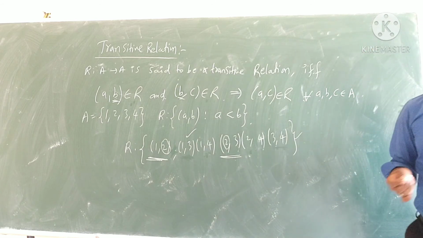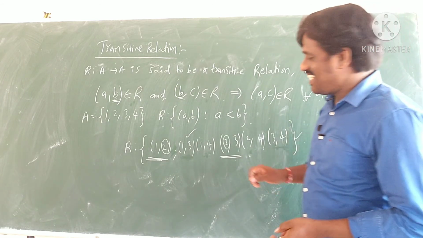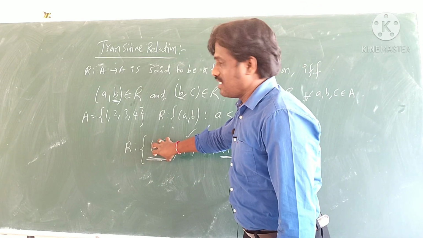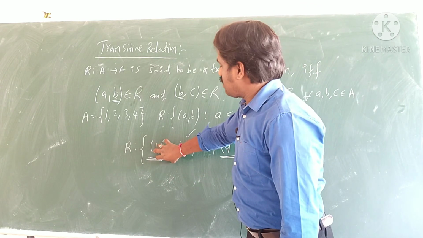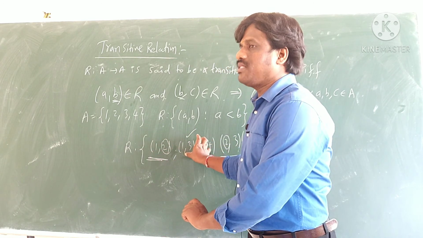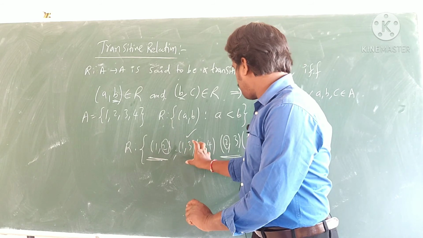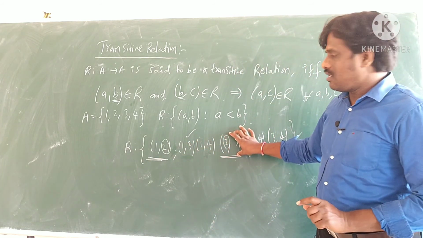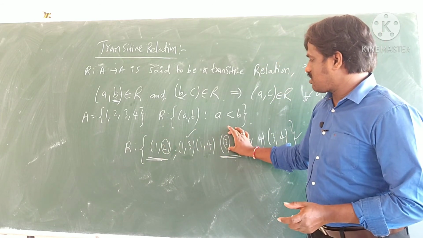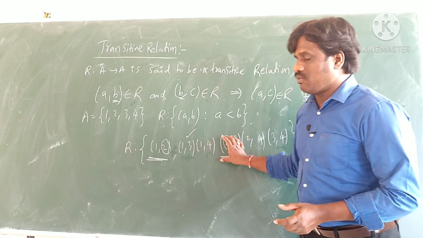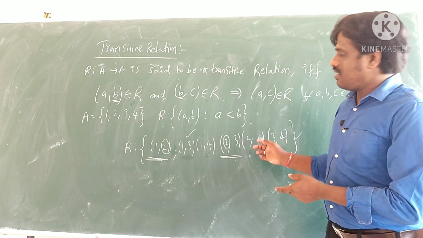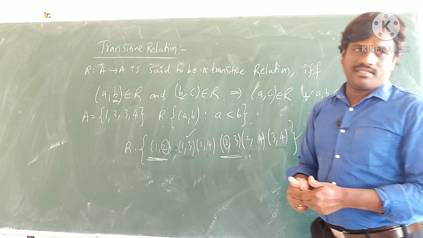Don't understand? I'll say it in English, look. So whenever (1, 2) is there, corresponding to that, (2, something) should be there. So (2, 3) is there. When these two pairs appear, because 2 is common in both, the ordered pair (1, 3) should appear somewhere. If it appears, it is satisfied.